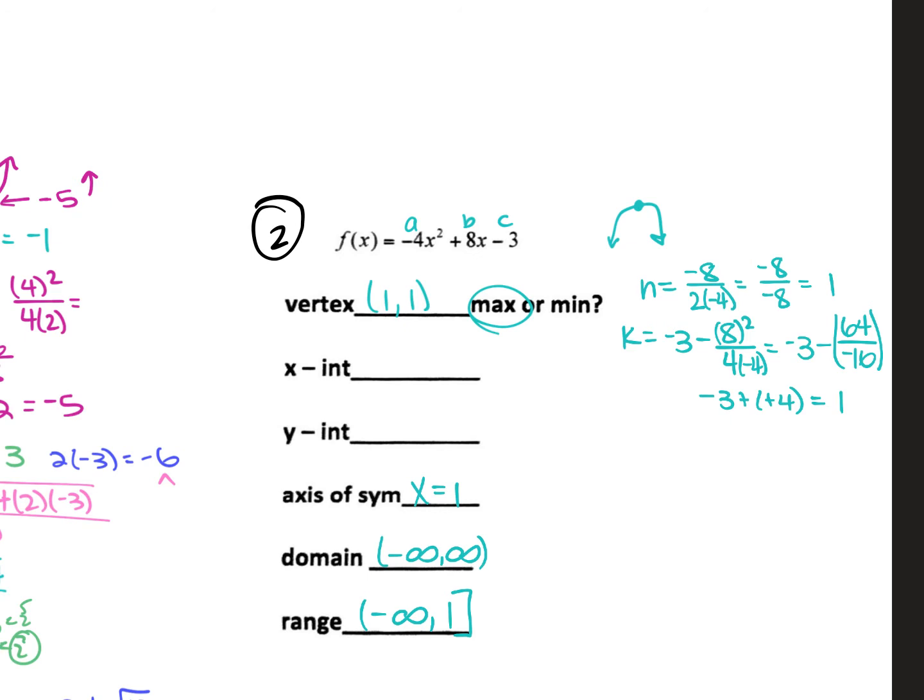The only thing you have to find now is your x and your y-intercepts. Y-intercepts, easy. What's your c term? The -3, so that's the ordered pair 0, -3. Find your x-intercepts.